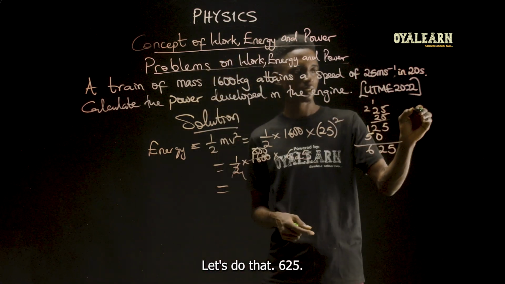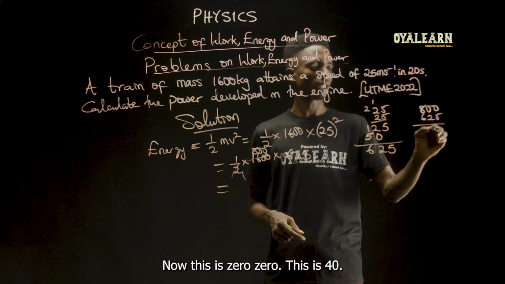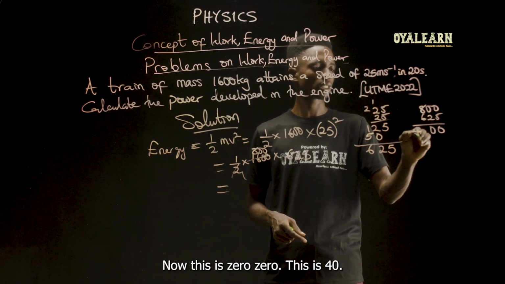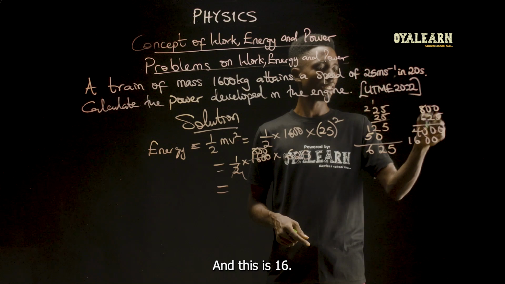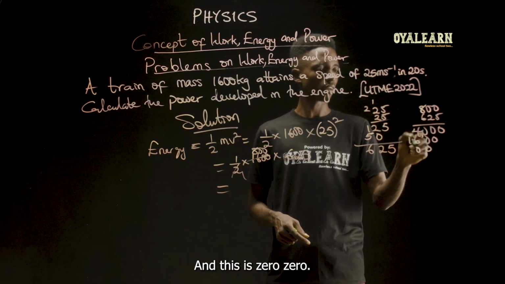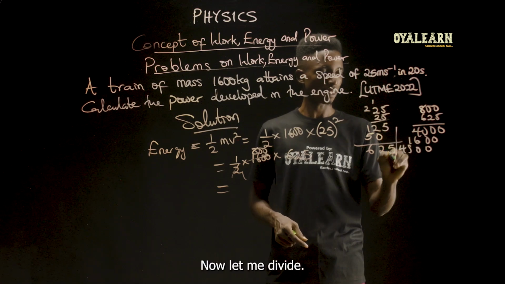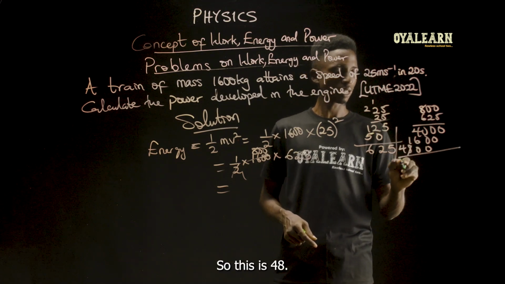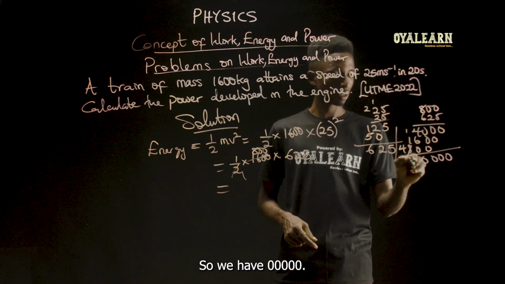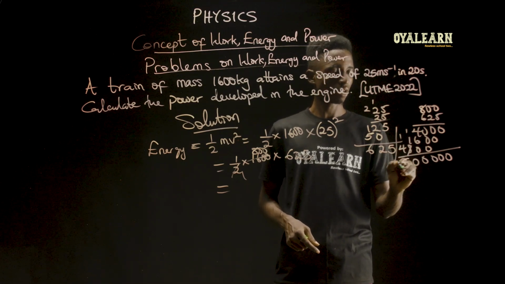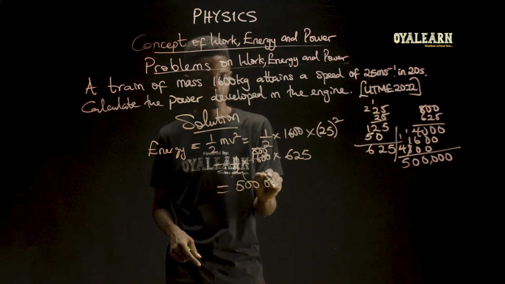Let's do that. 625. Now this is 0, 0, this is 40, this is 0, 0, and this is 16, and this is 0, 0, and this would give us 48. Now let me divide. So this is 48. So we have 0, 0, 0, 0, 0. So we have 500,000 joules.